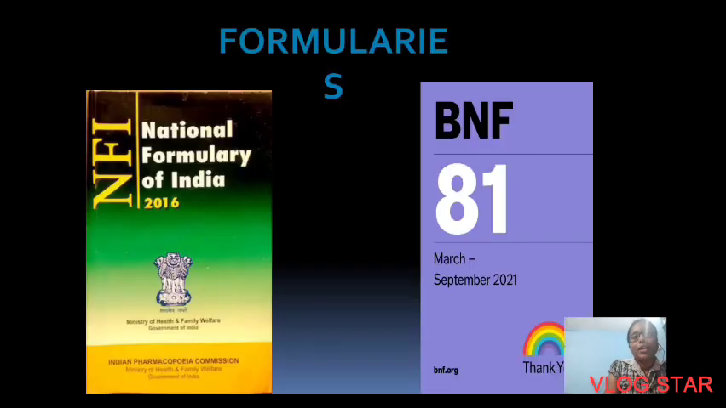And you have various formularies. From the term formularies, complete drug profile, you can find each and every drug with their dose, indications, special precautions, warnings, and dosage forms, and dose for adults and pediatrics. These are all the information you will be getting from formularies, and you have National Formulary of India and British National Formulary. The latest edition of the National Formulary is 2016.